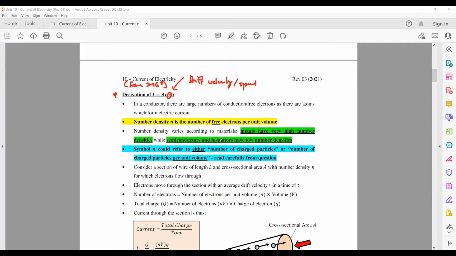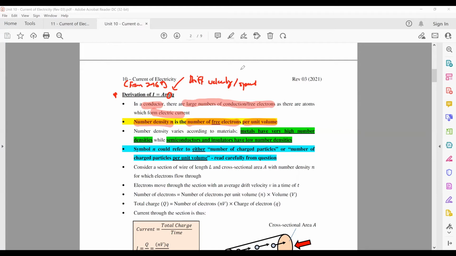Okay, so let's start with this one. In any conductor, there will always be a large number of conduction electrons or free electrons, as many as there are atoms, which form your electric current. Now, number density n is the number of free electrons per unit volume.